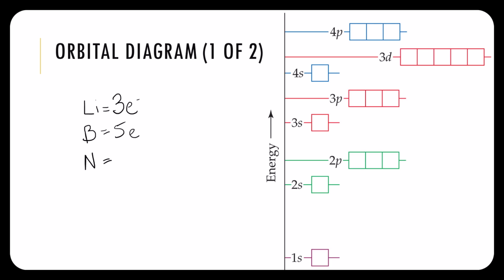Let's do another example. So the next one we're going to do is nitrogen. So go ahead and pause the video and see if you can do the orbital diagram for nitrogen.